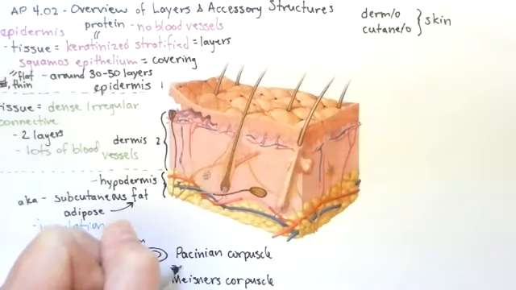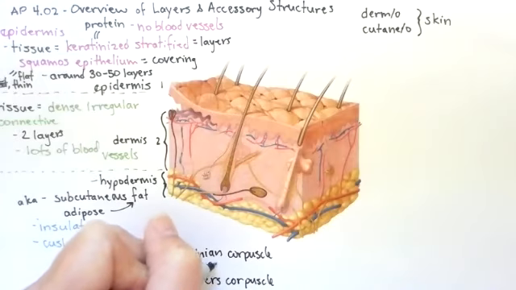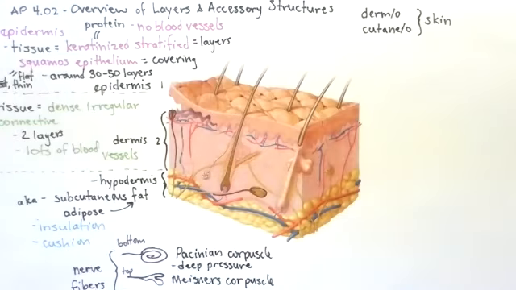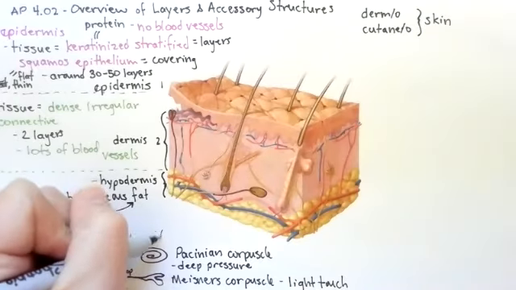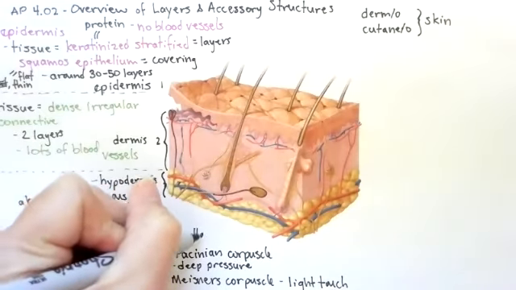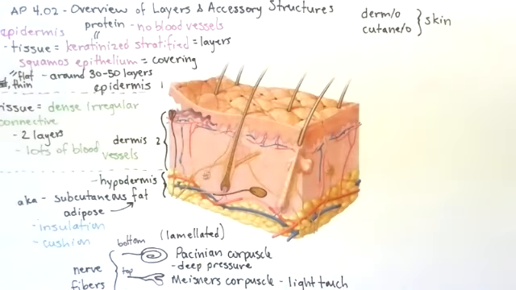Pacinian allows us to sense deep pressure. And that makes sense because it's deeper in the integument. A Meissner's corpuscle lets us feel light touch. If someone has ever taken a feather and gently waved it over your arm, you understand that your skin is capable of feeling very delicate touch. So the Pacinian would be deep. This is sometimes also called a lamellated corpuscle. And we're going to see that lamella translates to layers. So this is a layered corpuscle.